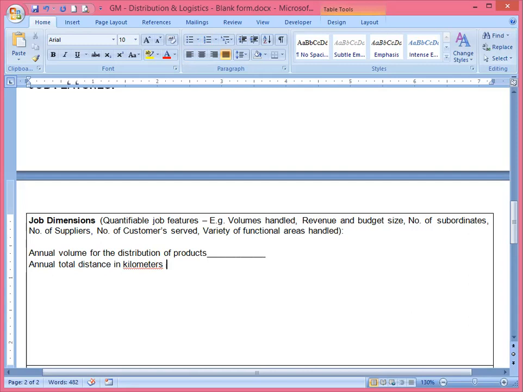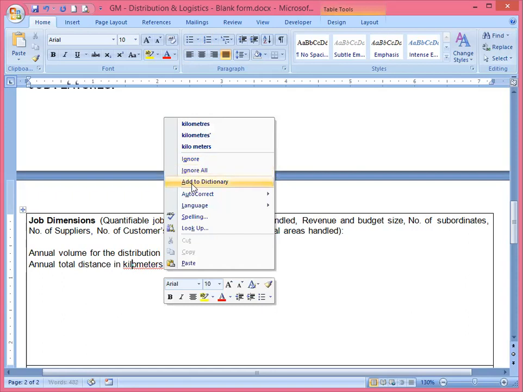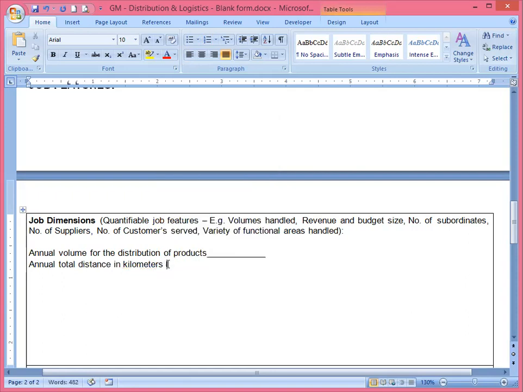Kilometers, for the distribution of products, say DNL. Then maybe another one, total space, because logistics is one of his responsibilities. So total space requirement.